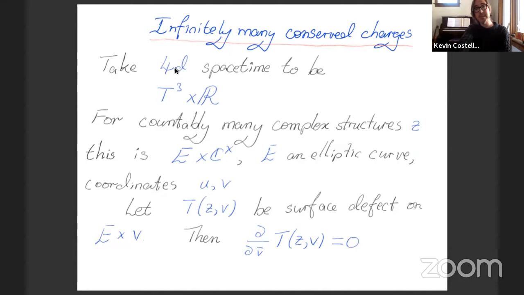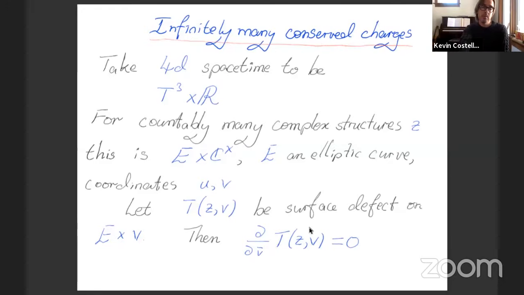Let's take our 4D spacetime to be a 3-torus times R. Well, we've made 3 directions periodic. The whole twistor story works too. We can make it periodic as well. Now, for countably many complex structures, this will look like an elliptic curve cross C star. Let's choose such a complex structure and choose U to be a coordinate on the elliptic curve and V on C star. Then I have a surface defect which wraps the elliptic curve and V. And this surface defect is holomorphic as a function of V.